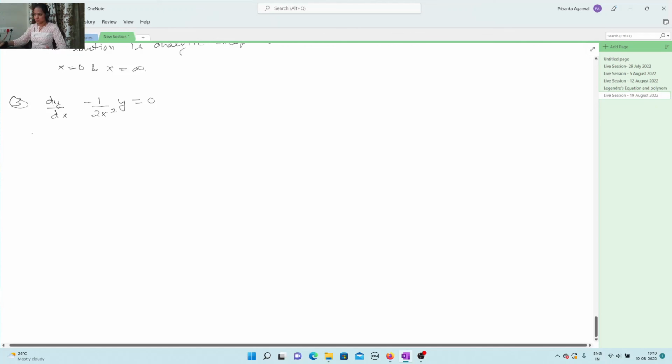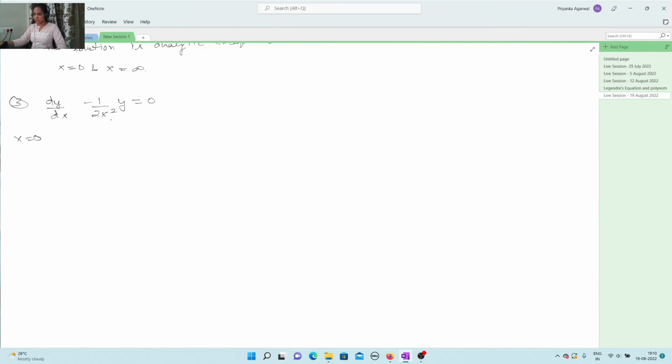So here at x equals to 0, we know that it's singular. But let's check whether it's regular singular or irregular. So you do x minus 0 to the power 1 times minus 1 by 2x square. This comes out to be minus 1 by 2x. And this is non-analytic at x equals to 0. So therefore x equals to 0 is in this case an irregular singular point.